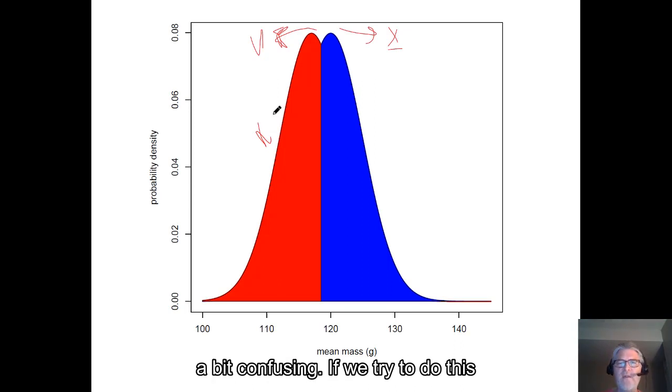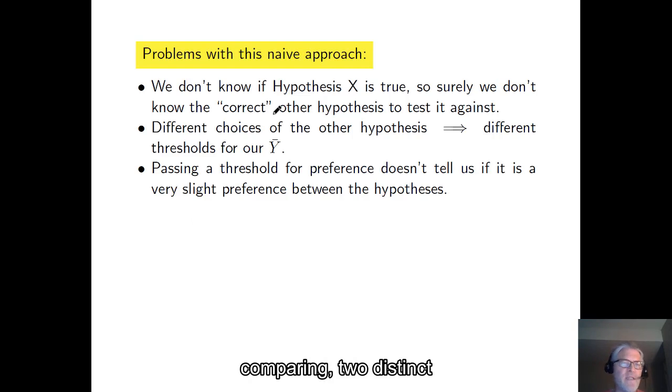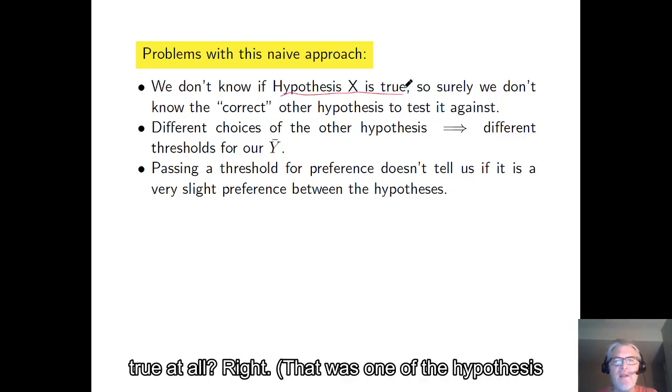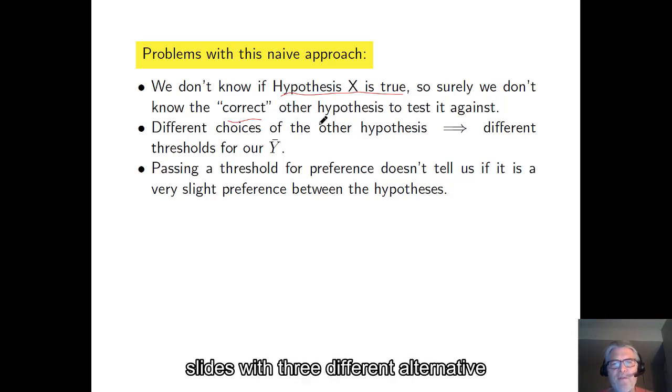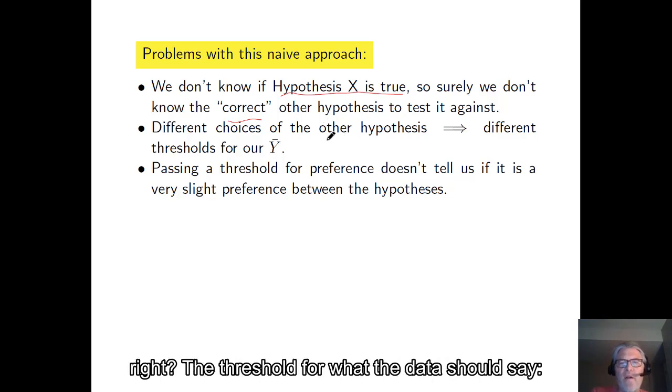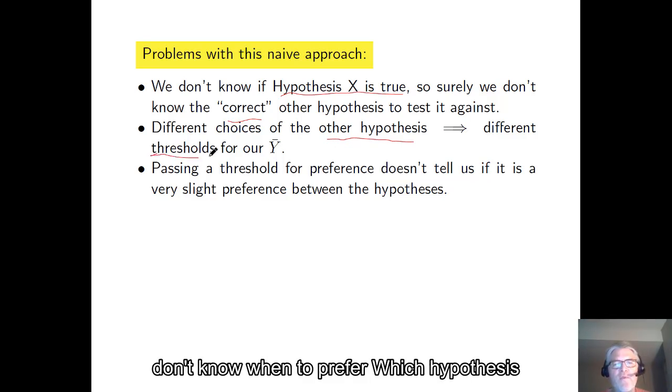So it's a bit confusing if we try to do this, preferring hypotheses based on just comparing two distinct hypotheses. This naive approach sounds intuitive to me: go with the hypothesis that has the best probability of giving you the data. But we don't know if hypothesis X is true at all, right? That was one of the hypotheses that was in common. If we don't know that that's true, surely we don't know the correct other hypothesis to test it against. So I went through slides with 3 different alternative hypotheses here, and you got 3 different thresholds. So that's a problem, right? Different choices of other hypotheses lead to different thresholds, so we don't know when to prefer which hypothesis.